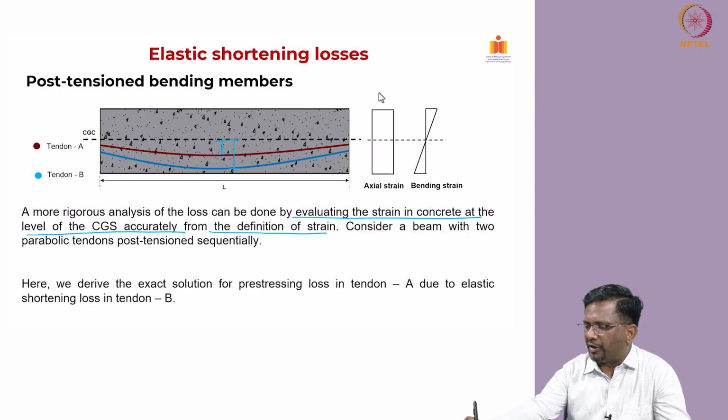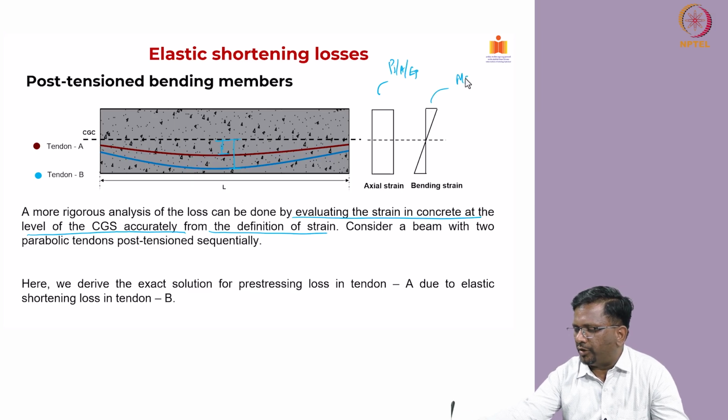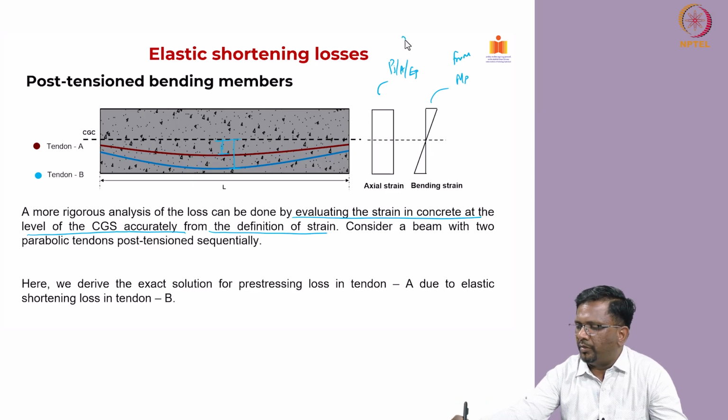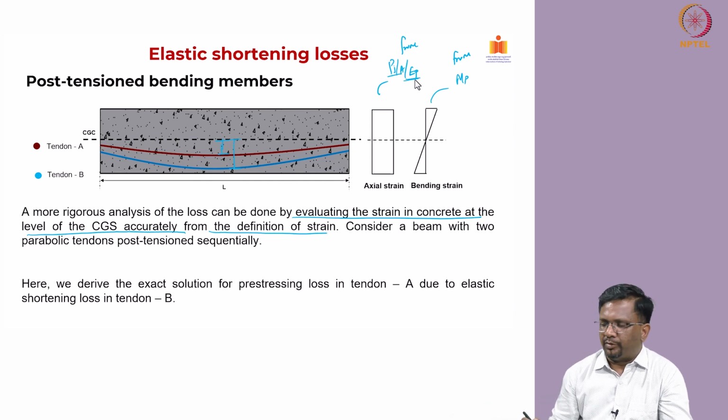Okay. So, this comes from your normal component, which is, let us say, Pj by A divided by Ep, and this comes from the pre-stressing moment. Okay. This is from moment, this is from normal force. Stress divided by elastic modulus will give me the axial strain, right. So, let us look at that.